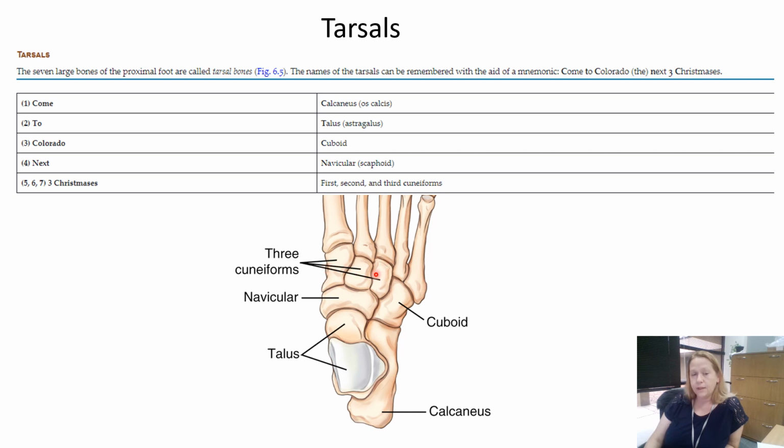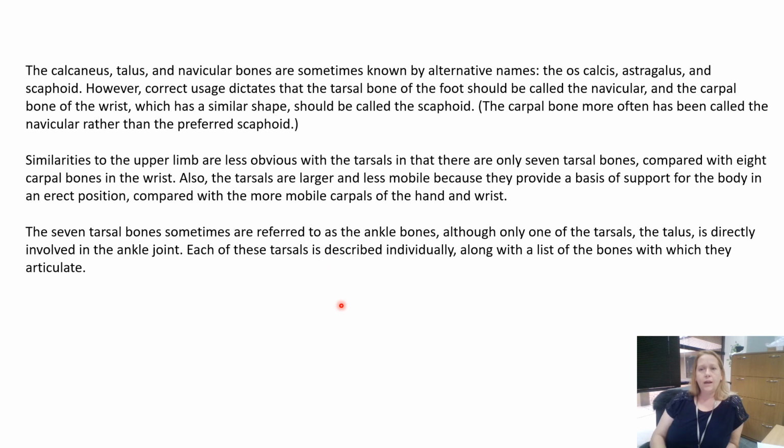Can you guess? Proximal, intermediate, and distal cuneiform. First, second, third cuneiform, however you want to remember it. Some of these bones also have older names. The calcaneus bone is known as the os calcis. The talus bone is called the astragalus, and the navicular bone is sometimes called the scaphoid. But since there's a scaphoid in your wrist, they figured to leave the navicular down in your foot, that way there are two different ones.